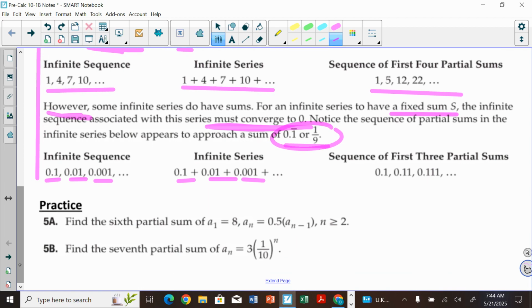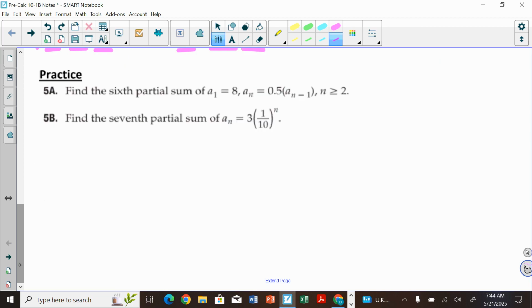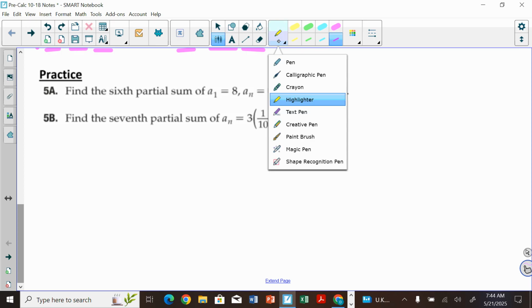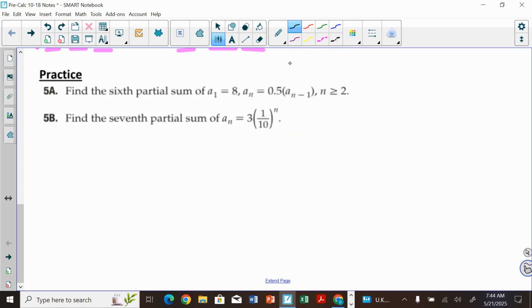All right, so first, this one, 5.1a or 5a, we're looking at finding the sixth partial sum of this thing here. Okay, so we know that a sub 1 is 8, and here is our function: a sub n is equal to 0.5 a sub n minus 1, n greater than or equal to 2, because we already have a sub 1 equals 8. So we need to find the 6 terms here. So let's just do 5a over here. And we need to find the 6 terms.